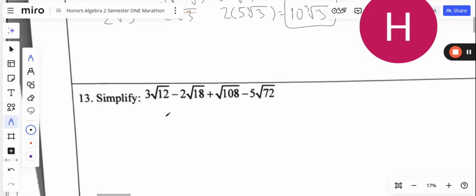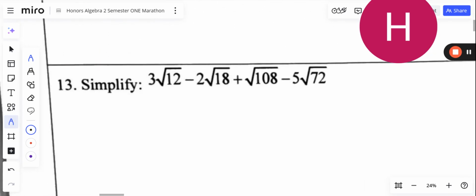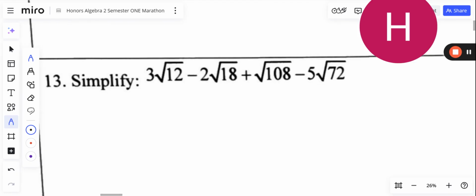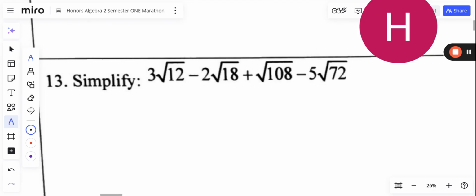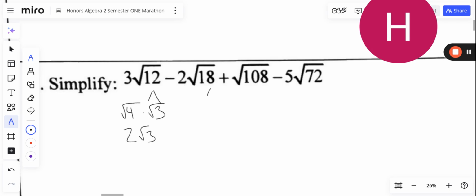Okay, now we're going to continue working with some of these. You'll notice that these can get broken down quite a bit, so let's see if they all get broken down to the same radical. Well, if I take out all of the perfect squares here, notice these are square roots, not cube roots anymore. Root 4 times root 3, which is just 2 root 3. If I break this down, I get root 9 times root 2, which is 3 root 2. That one is a different type of radical.